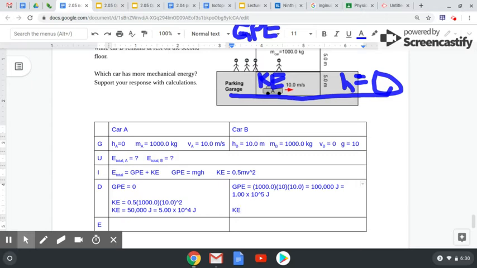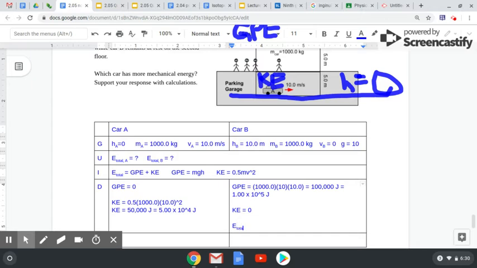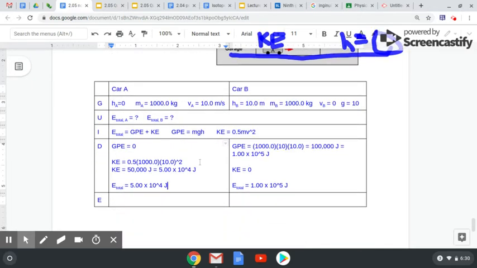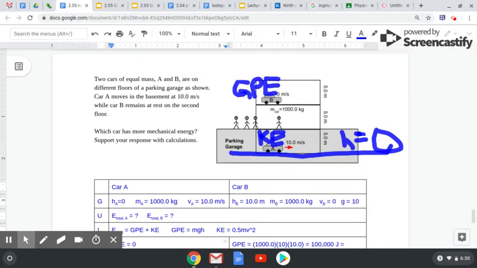Our KE is equal to 0. So actually, for both of these, I should have put down E total at the end. So 1.00 times 10 to the 5th joules for this one. And over here, this was 5.00 times 10 to the 4th joules. So really, we should be able to figure out which one is bigger. This one is times 10 to the 5th. This one's times 10 to the 4th. That one is bigger. So maybe you were not expecting that. But that's how we got that answer.